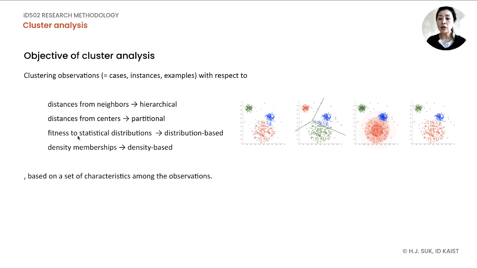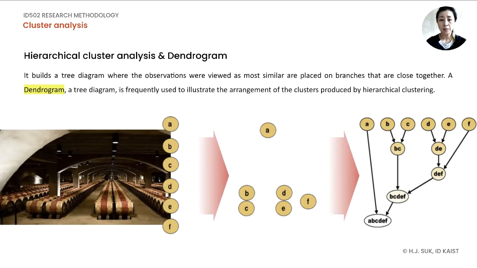Or when you know the theoretical center points, then based on the distributions, you can cluster the items. Or you base on the density membership. So based on where the density are mostly found, then you can cluster them. So based on the set of characteristics among the observations, such as the evaluation scores or the properties of each individual observations, you can have clustering analysis.